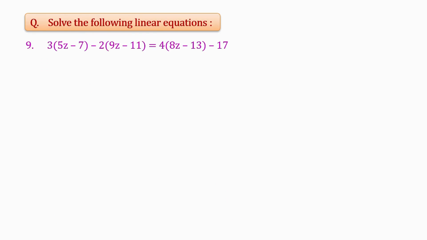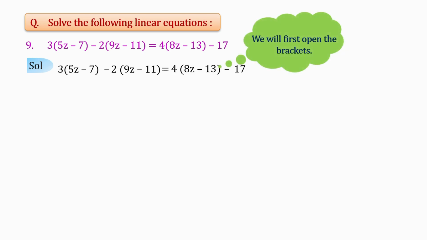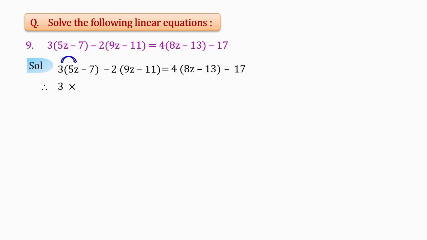Now let us solve this equation. 3(5z - 7) - 2(9z - 11) = 4(8z - 13) - 17. Now first we are going to open the brackets. So let us take a look step by step.